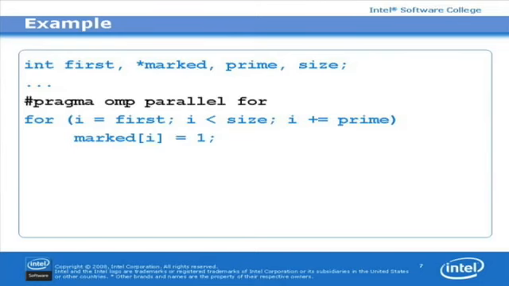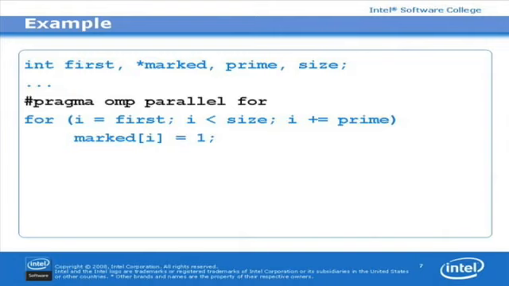Here's an example loop and the OpenMP Pragma that will parallelize that loop. In this case, i will go from first to size and increment itself by prime. To be a valid OpenMP loop, each of those values must be assigned a value at the time that this part of the code is encountered by the execution.